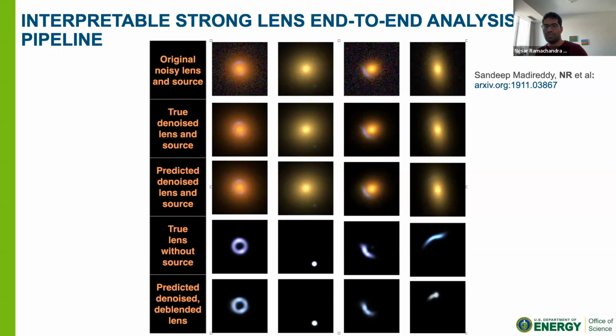And the last two rows are the source separation. So you're essentially removing that bright spot in the front, and you're left with only the background. And again, you can see the performance between the two.